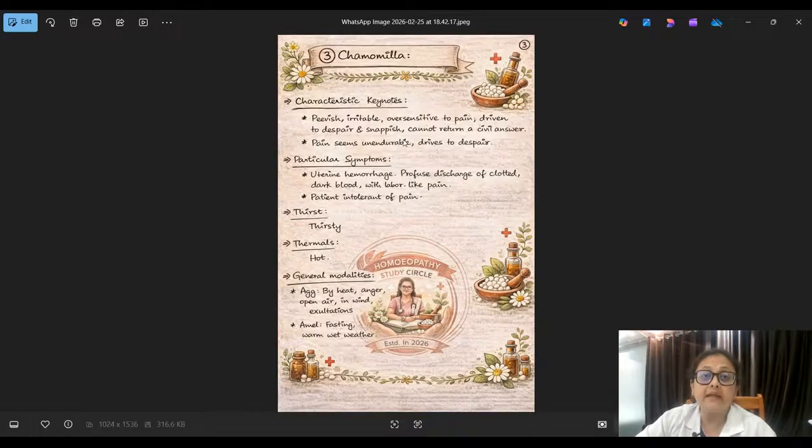Pain seems unendurable, drives to despair. Peevish, irritable, oversensitive to pain, driven to despair, and snappish, cannot return a civil answer. So what does this mean? See, all these are seen in a girl at precocious puberty if she has severe dysmenorrhea. If you ask her mother, is she irritable every time? No. When she has pain, she is peevish, irritable. See, the pain makes her irritable.